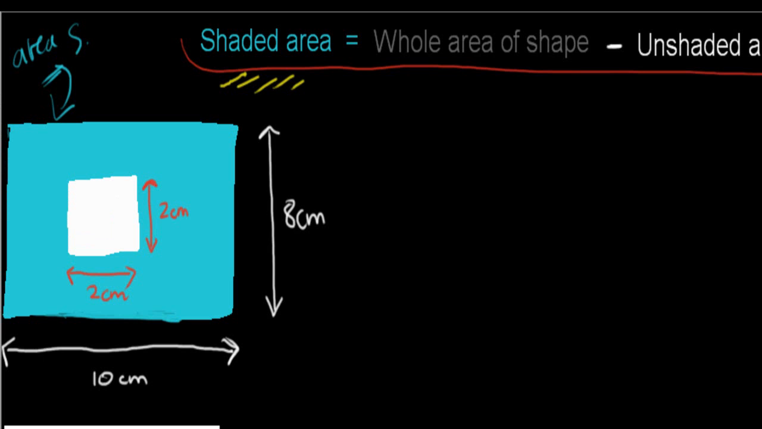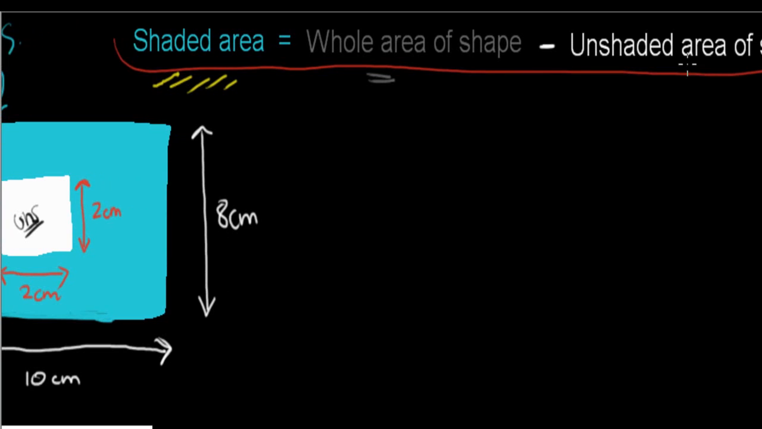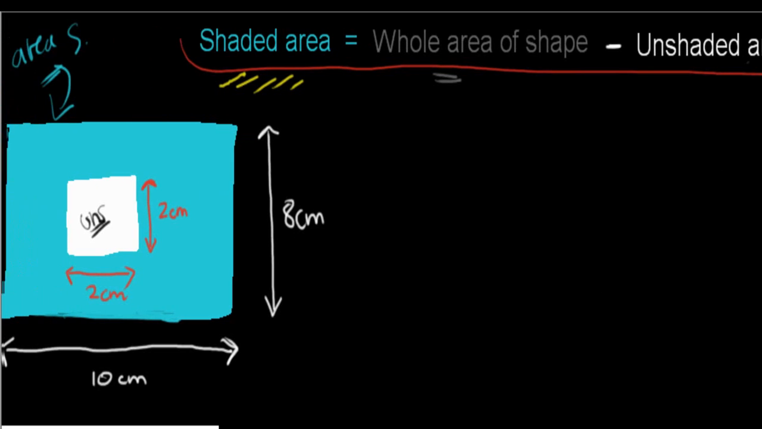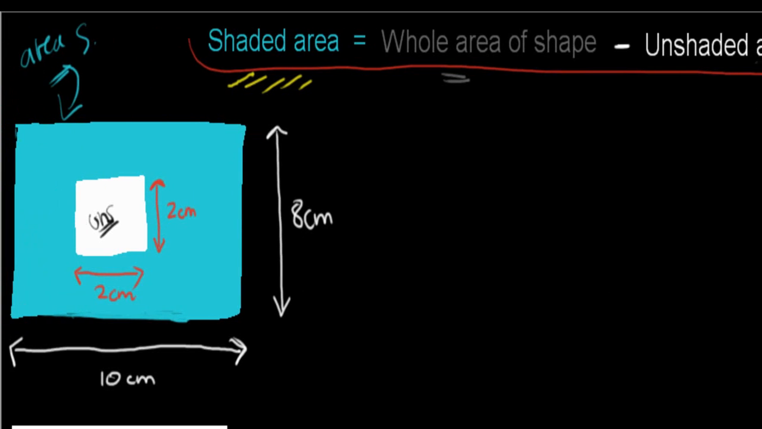because this is an unshaded area in the middle that we have to get rid of before we can figure out the whole shaded area. And this is the way we do it. So first what we have to do is find the whole area of the shape. So what I mean by the whole area is this whole area of the shape, all of it together. And then to find the shaded area, we only have to subtract, so minus, take away the unshaded area. So in this case, the unshaded area would be the area in white.